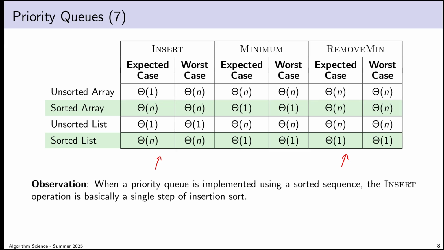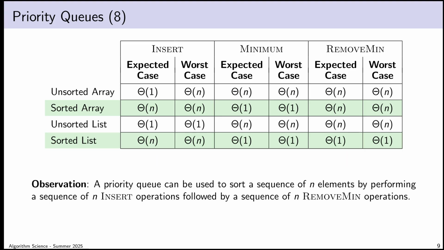But what I think we can see from this, even if you're not as fascinated by the connections between insertion sort and selection sort as I am, is that there does seem to be a connection between a priority queue and sorting algorithms. It does feel as if this is a sorting adjacent problem. And if we think about it a bit more, it becomes clear that we can actually use a priority queue to do sorting.